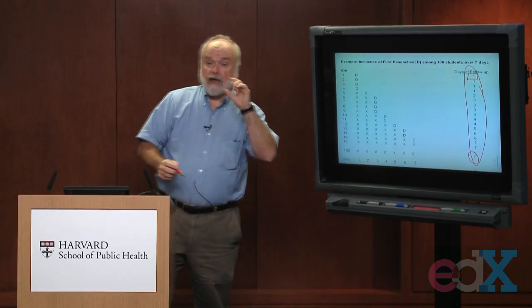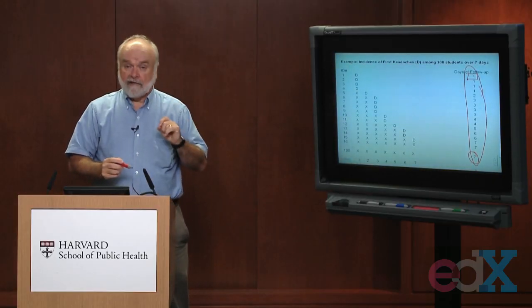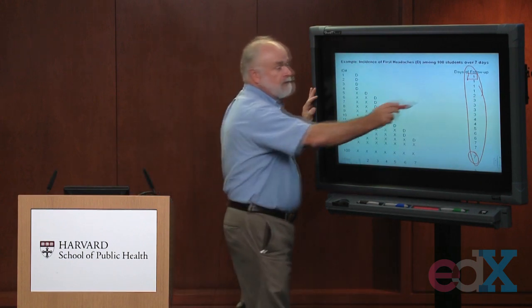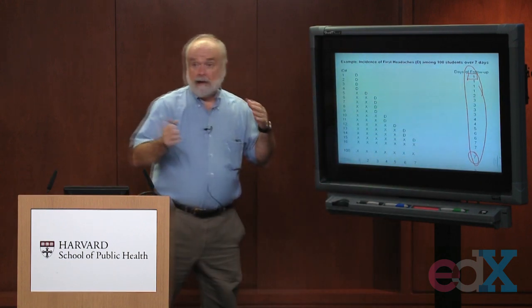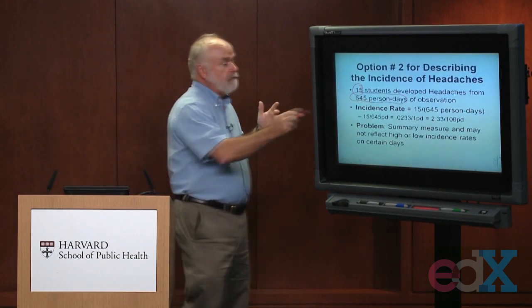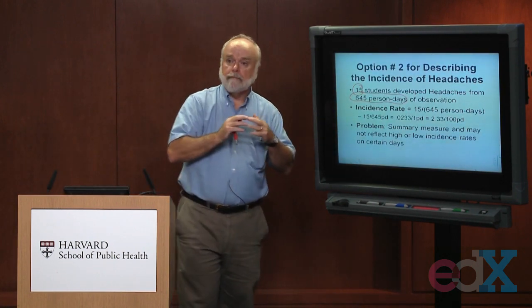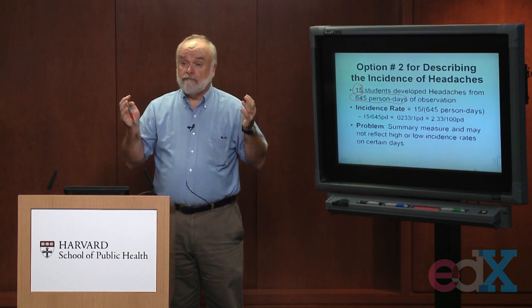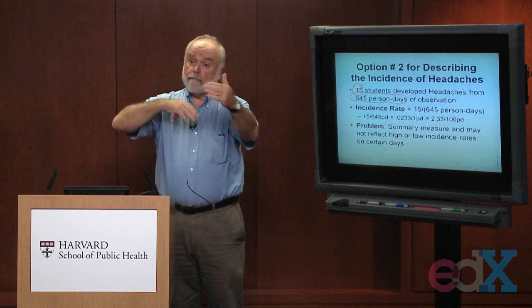So what I could do is add up all the person days of follow-up, add up all the numbers in this last column. And if I added correctly, which hopefully I did, you'd end up with 645 total person days of observation. And what did you observe? Out of that 645 person days of observation, 15 new cases of headaches occurred.